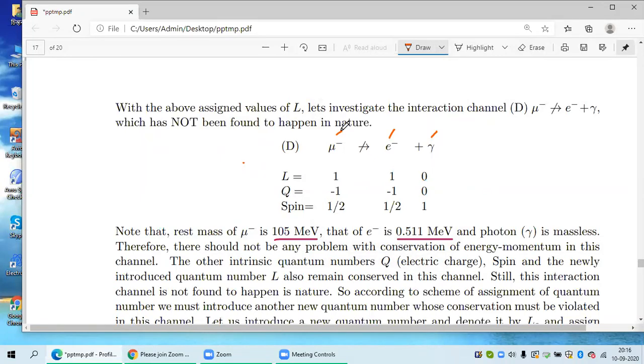Not only that, the new quantum number introduced to these particles should be introduced in such a way that in the other reactions, A, B, C, that new quantum number should be conserved. Otherwise, that will not happen. Clear? Whenever you introduce a new quantum number, you have to revisit all the reactions and check that it is conserved in all of them. Is it clear?